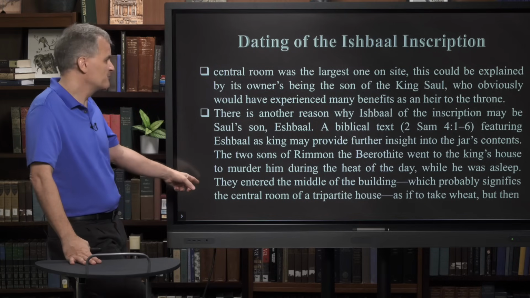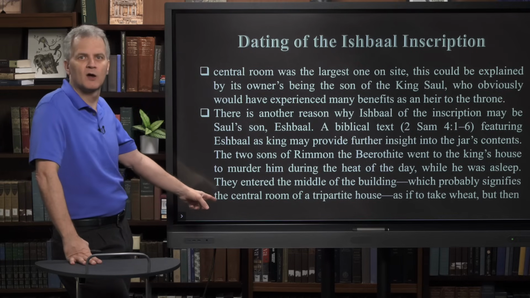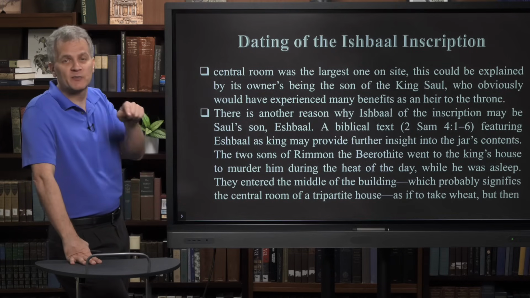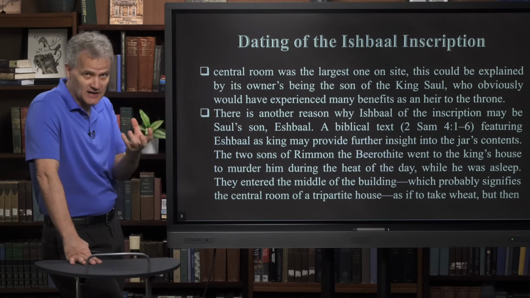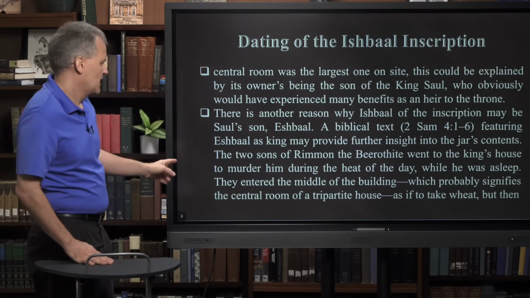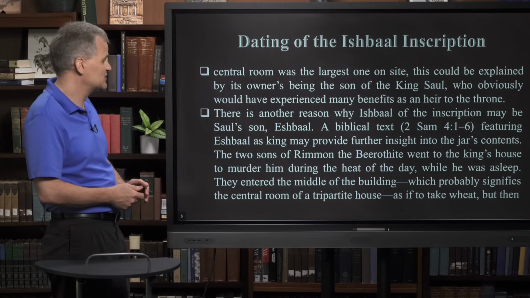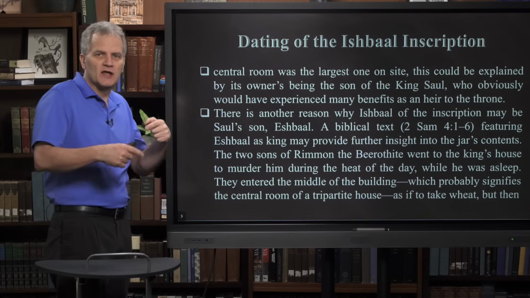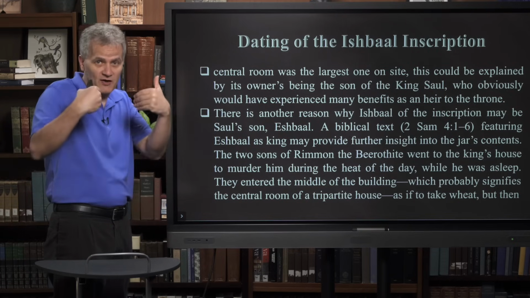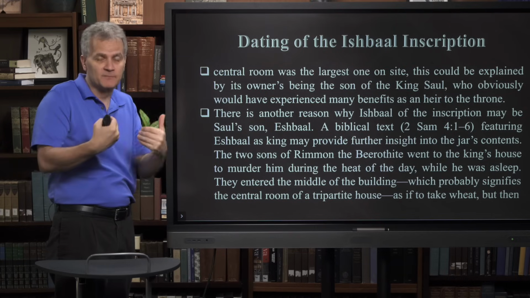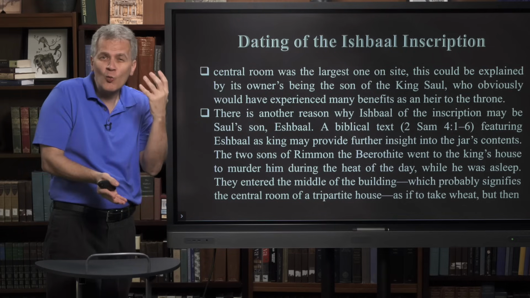They entered the middle of the building, which probably signifies which room? The central room. Yeah, just like at Khirbet Qeiyafa. In the central room was this pot that had something in it that was important. So it signifies the central room of a tripartite house, as if to take wheat. Aha! So according to the biblical text in 2 Samuel 4, involving the death of Ishbaal, the son of Saul, as he's king, in the central room of his house was a jar full of wheat.